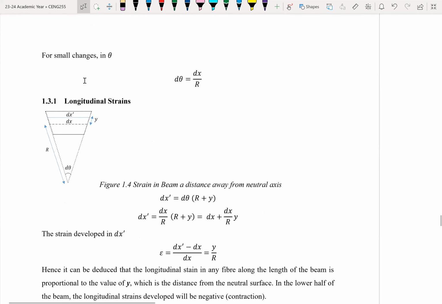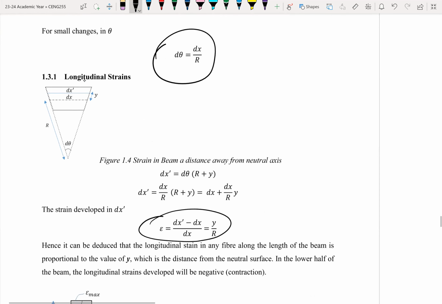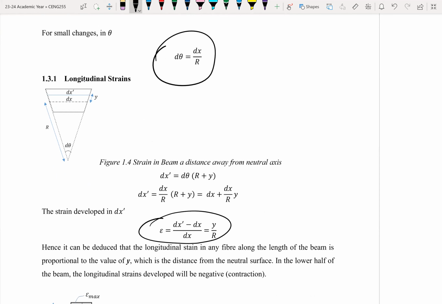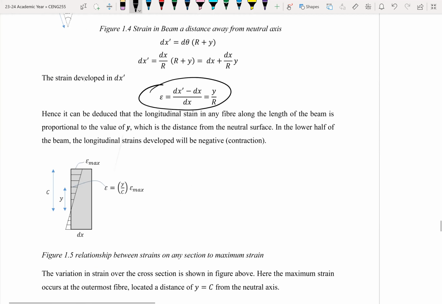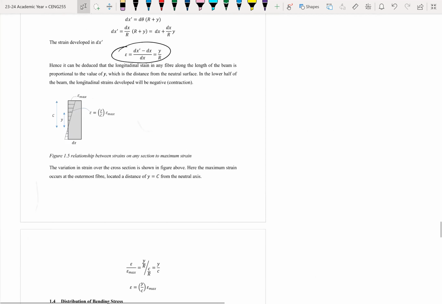It's the same thing. So this is your general equation for finding the delta dx over R, and this is the strain which I just showed you, and that will be the strain as you move. So y would vary from 0 at the neutral axis and then highest upwards. So this becomes the strain behavior.